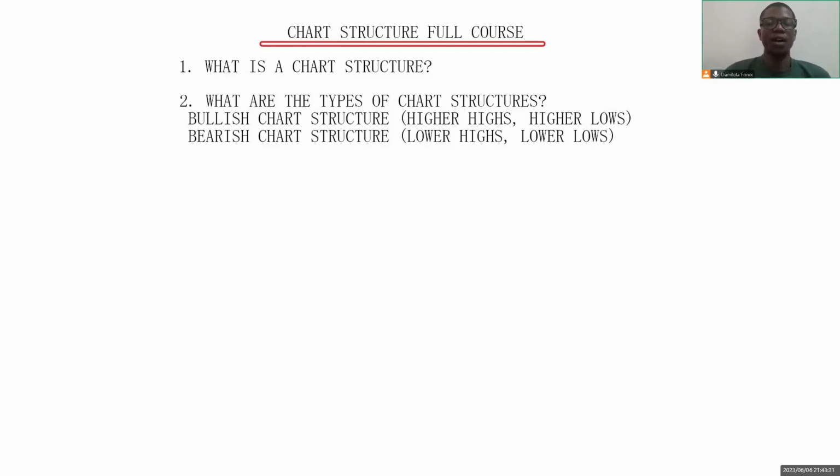Now anytime we open our charts, the first thing that we should do is what? We should try to look at what structure price is on. That is the first thing I do to give me a heads up on what price is currently doing. If I open my chart and I see price on a bullish chart structure, that is, price on higher highs and higher lows, this means that price is on a bullish trend. And remember that the trend is our friend. So if price is on a bullish trend, I'll be looking forward to buying.